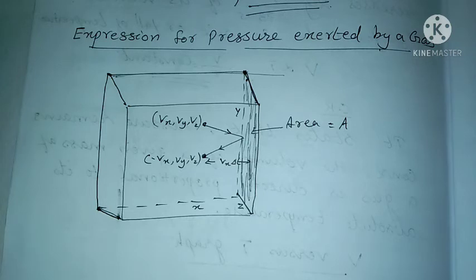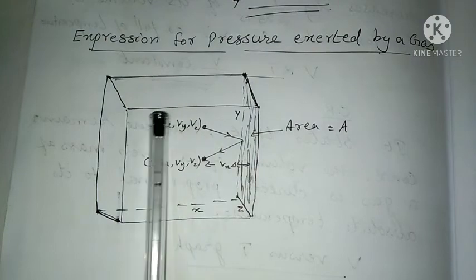Then the fourth one, during the random motion, the molecules collide with one another and with the walls of the vessel. During collision, their velocities are changed in magnitude and direction. Then the fifth one, the collisions are perfectly elastic and there is no force of attraction or repulsion between the molecules. Then another assumption, it should obey Newton's laws of motion.